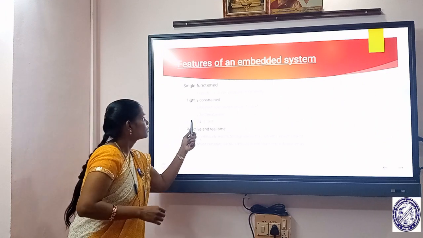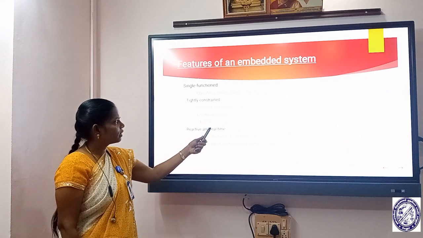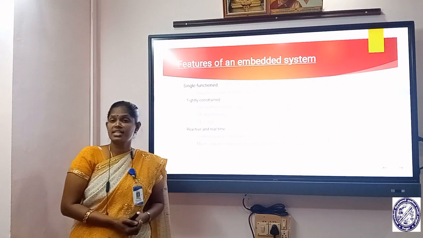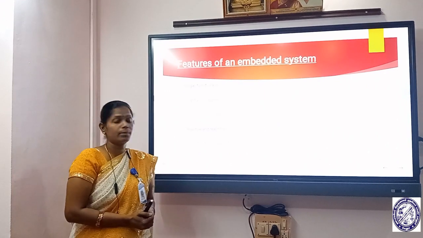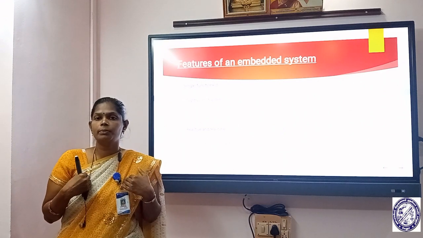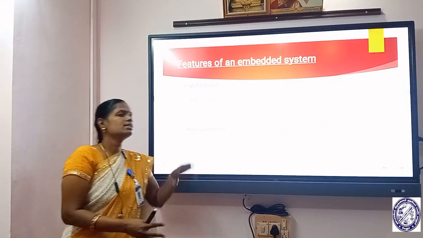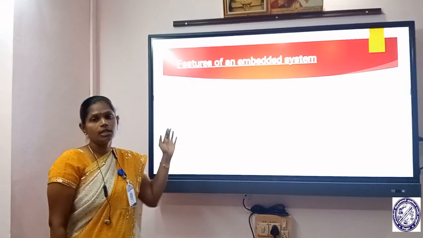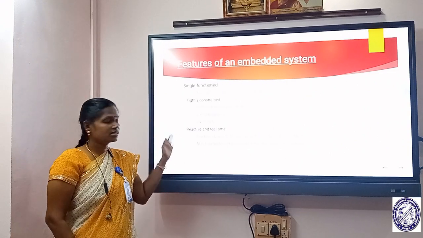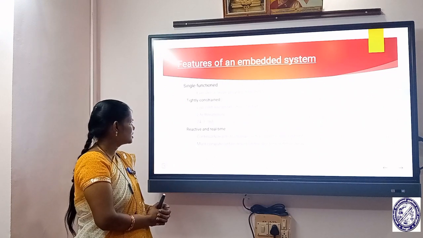Next is tightly constrained. As I said, it has low power consumption, low cost, and is very small and fast. Next, life threatening. This is a major feature of an embedded system, because in life threatening areas, places where a human being can't go, this embedded device system is ready to go there and work. Next, 24 by 7 by 365. We can run the embedded device without any disturbance.